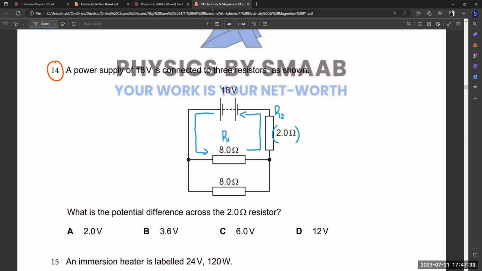Now, the first most important thing, you need to identify the combination. What is the combination of the 8 ohm and 2 ohm resistor? Is it series or is it parallel? We know that they are connected in series combination. So their final equivalent resistance will be equal to what? 8 plus 2 will be equal to 10. This is our final equivalent resistance only for the two resistors, because we are only interested in finding the value across the 2 ohm.